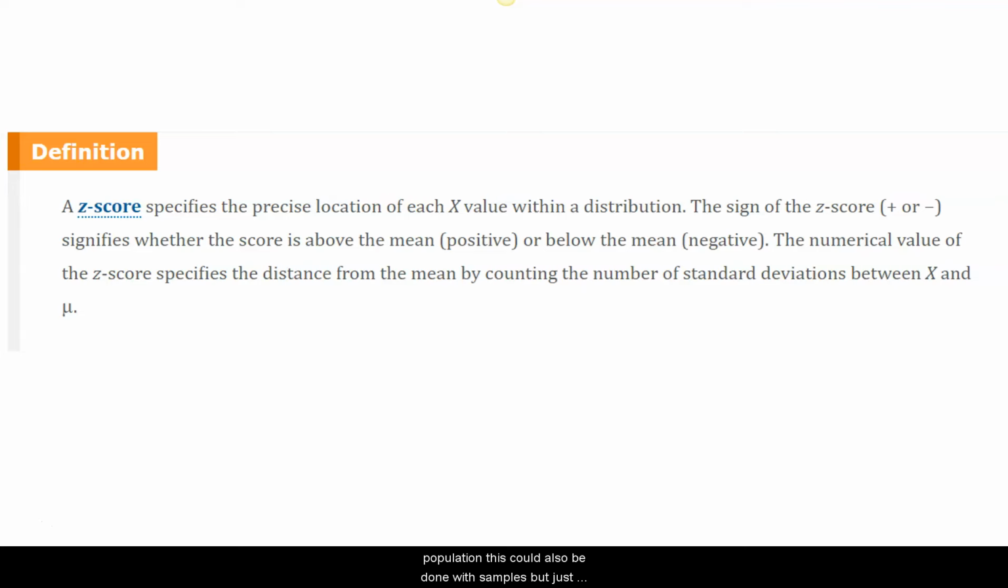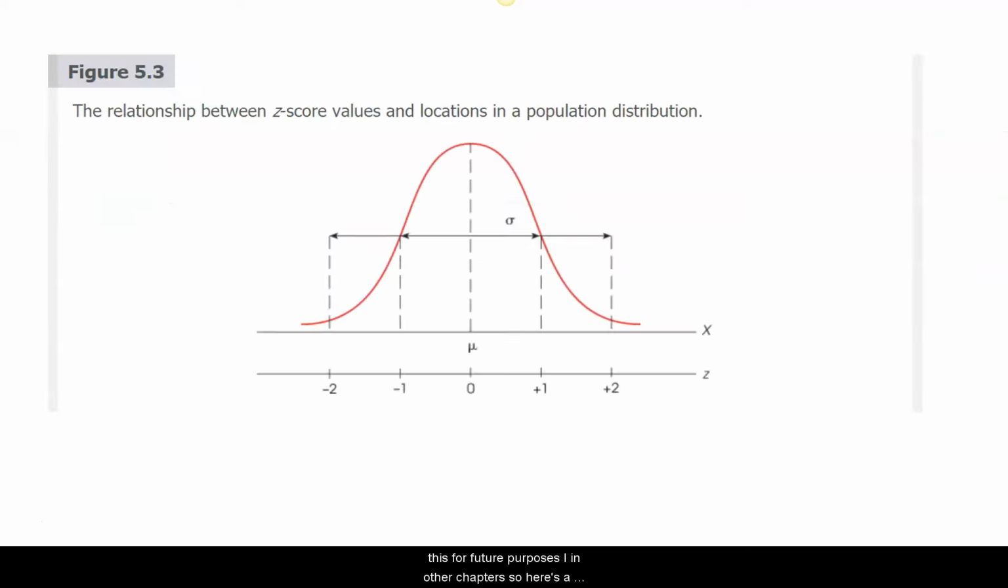This could also be done with samples, but just for the sake of simplification, we're just covering populations really in chapter 5. Or I should say that I am. I think this could be expanded to samples, but it's enough for us to get the picture about this for our future purposes in other chapters.